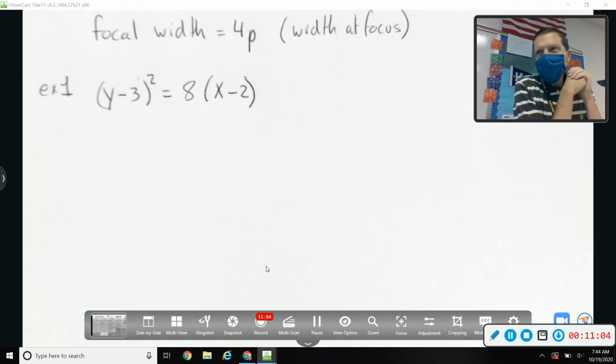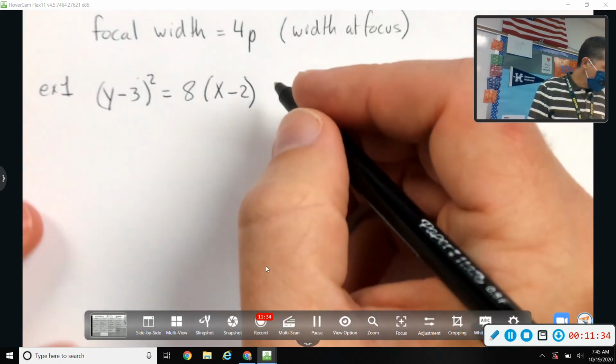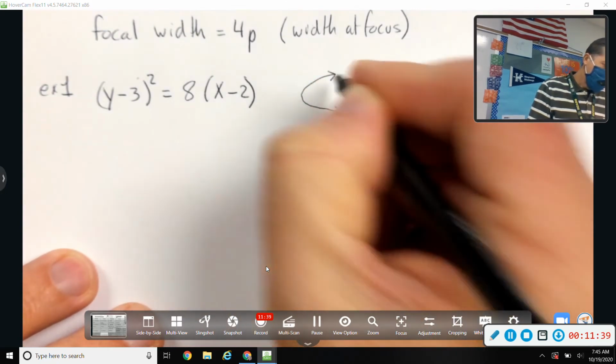All right, so before we get into the details, let's think big picture and let's do a little sketch off to the side. Is this up and down or left and right? Left and right. How'd you know that? Because the y term is squared. So this is the different one than we're used to. So I know it's left and right. How about more specifically? Is it pointing to the right or is it pointing to the left? Pointing to the right. So it should look something like that.